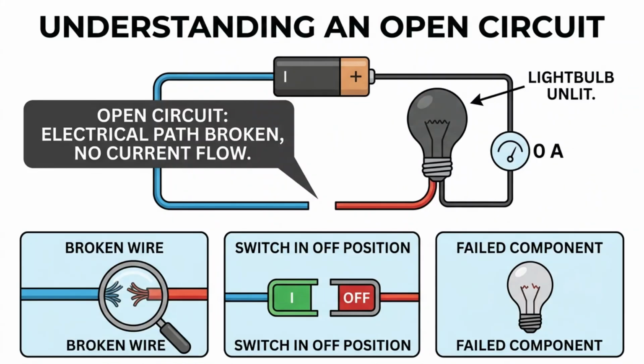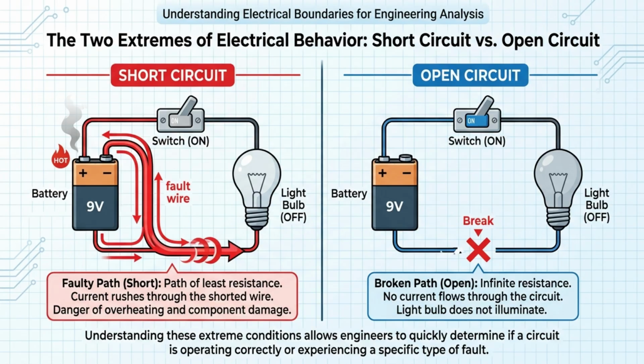An open circuit is the opposite condition. It occurs when the electrical path is completely broken, meaning resistance is extremely high or infinite. In this case, no current can flow through the circuit regardless of the applied voltage. Open circuits are often caused by broken wires, switches in the off position, or failed components. These two conditions represent the extreme boundaries of electrical behavior. Understanding them helps engineers quickly analyze whether a circuit is functioning normally or has a fault.